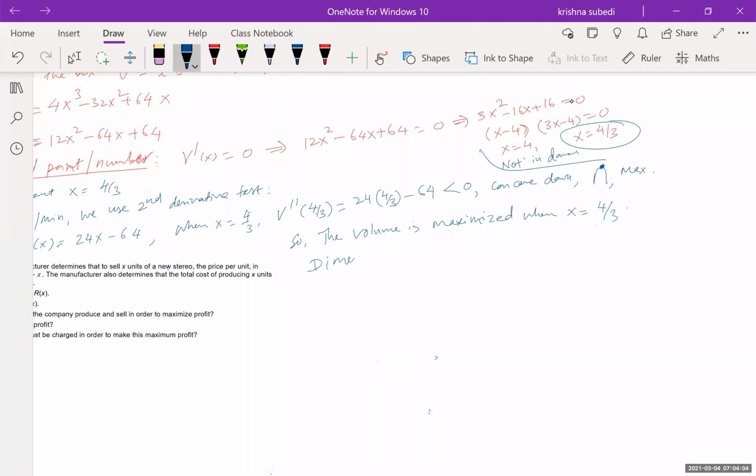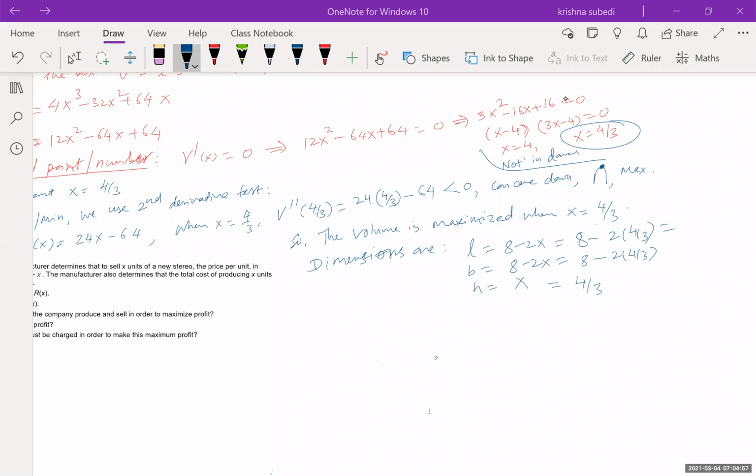And so the dimensions are L equals 8 minus 2x, B equals 8 minus 2x, H equals x. So that means 8 minus 2 times 4 over 3, this is also 8 minus 2 times 4 over 3, and this one is 4 over 3. So this will be 16 over 3, this is also 16 over 3, and this is 4 over 3.